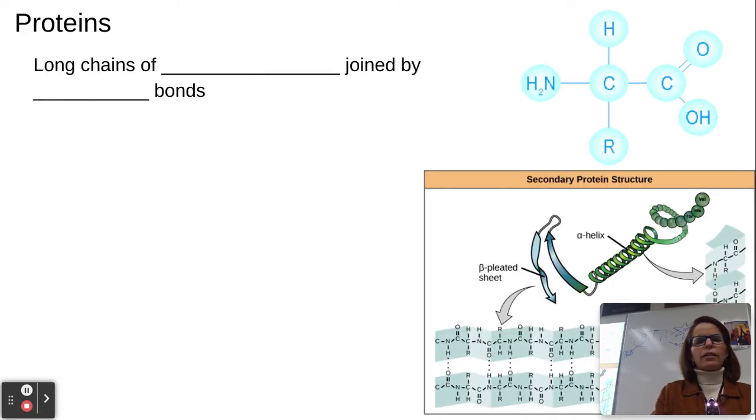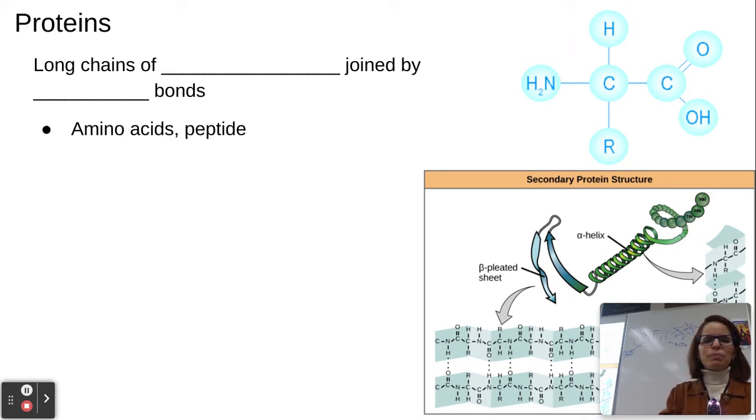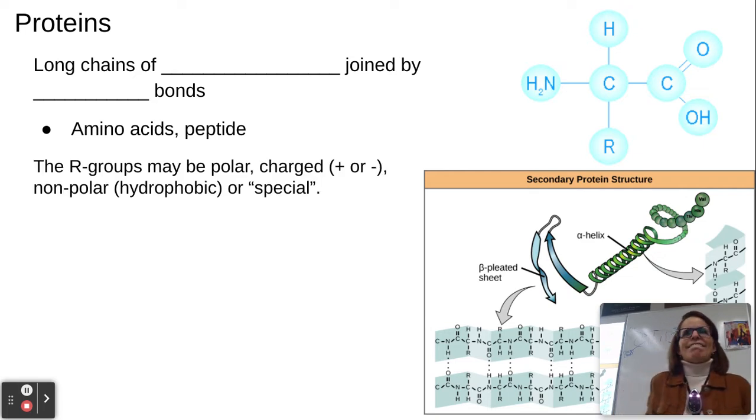Obviously, proteins are wickedly important. Proteins are long chains of amino acids joined by, this may be a little bit harder, peptide bonds. There we go, peptide bonds. We haven't heard that word in a while. Which one's phosphodiester or whatever? That's nucleic acid, right? Yes, that's correct.